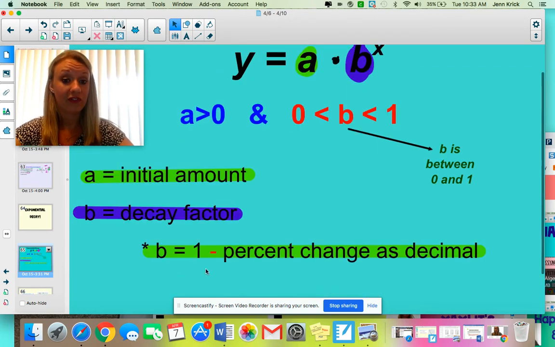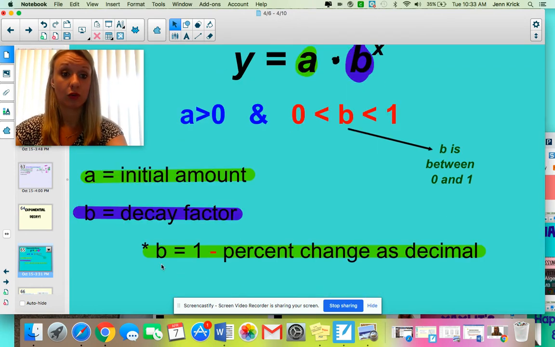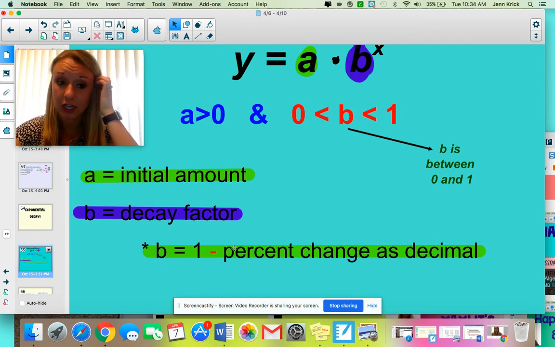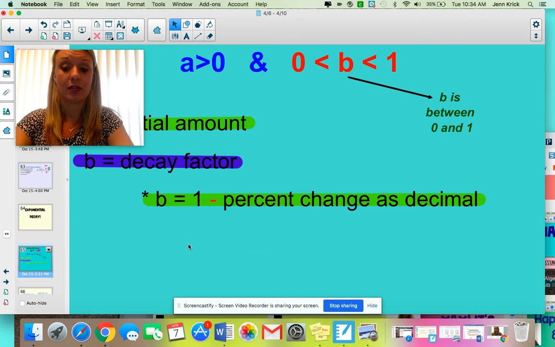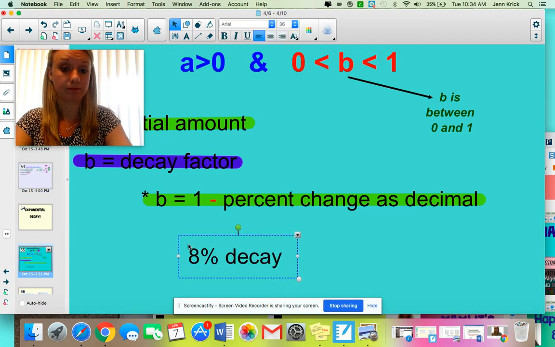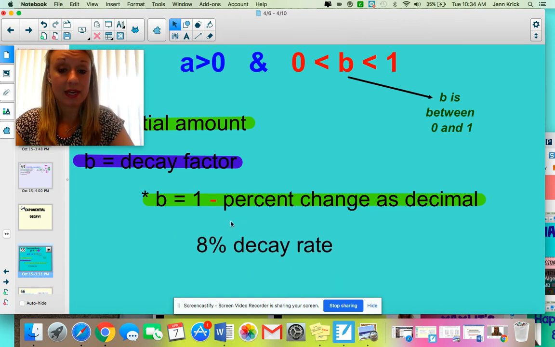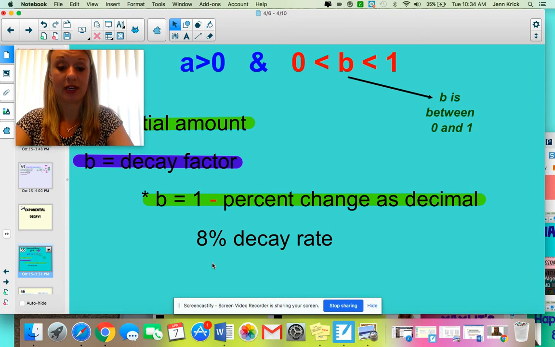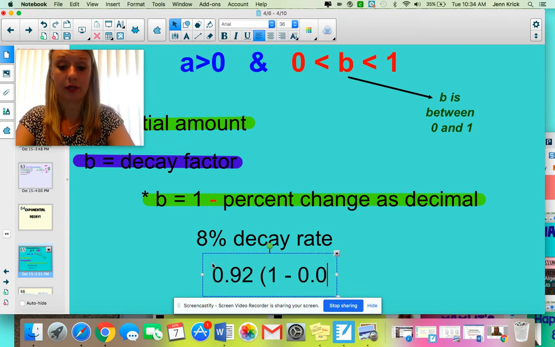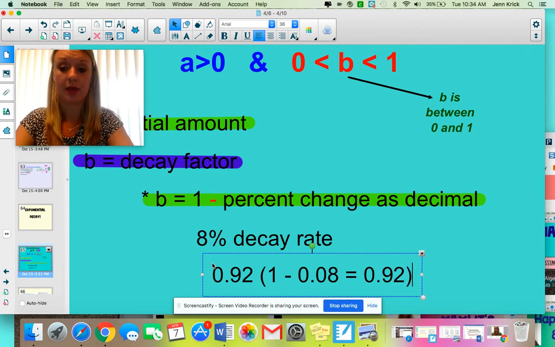For you to find what b is, you just take 1, which is kind of like 100%, and subtract the percent change. So let's say that there was an 8% decay rate, or there was an 8% decrease. B would actually be 0.92 because 1 minus 0.08 equals 0.92. And you know that this would be exponential decay because 0.92 is less than 1.